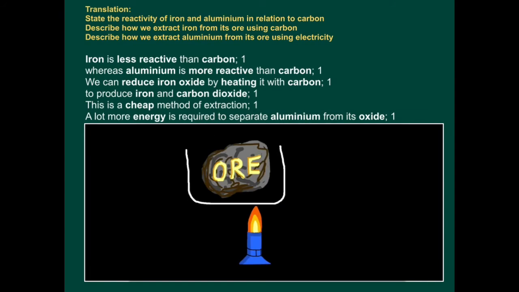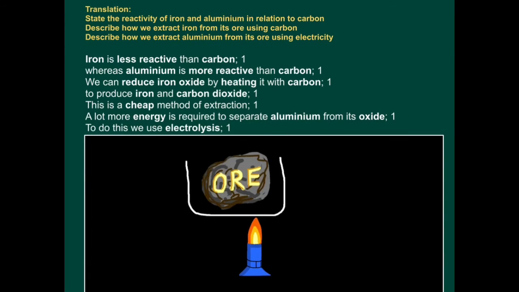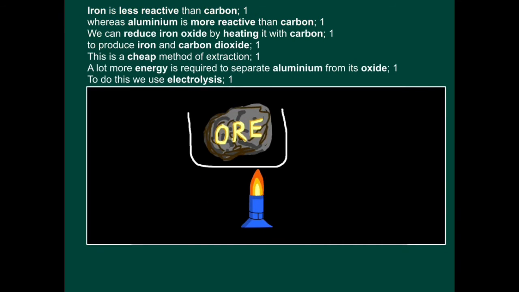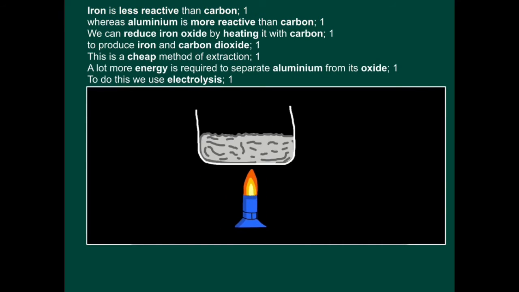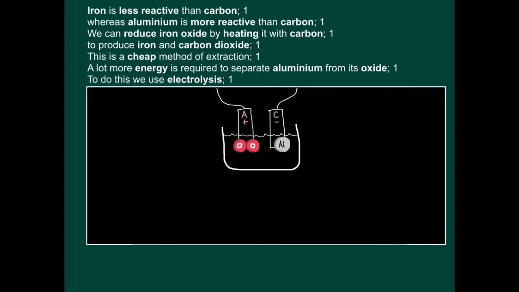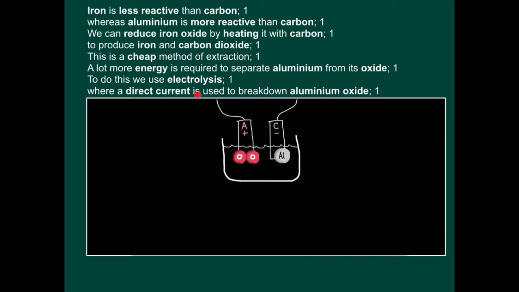A lot more energy is required to separate aluminium from its oxide. To do this, we have to use a process called electrolysis. If you remember, that involves heating the ore until it melts. So now we have molten aluminium oxide, and then you have to use electrolysis. This is where we use a direct current to break down aluminium oxide. You can see here the current is causing aluminium to form and the oxygen gas to form, but they're separated.